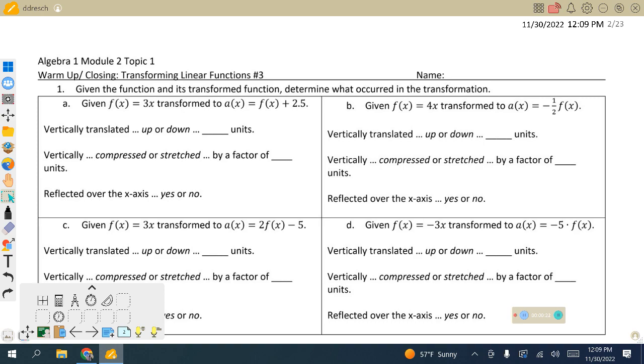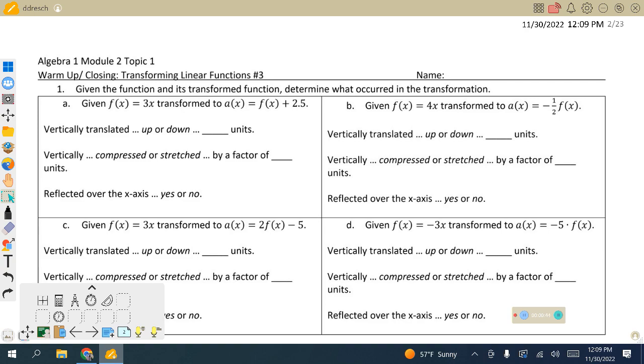All right. So I'm giving you the original. The original is 3x. We want to transform it. When we transform it, we state this right here. That old function f of x becomes what we call a of x because it's a new one. We give it a name. And then right here, we're telling you what to do with that f of x.